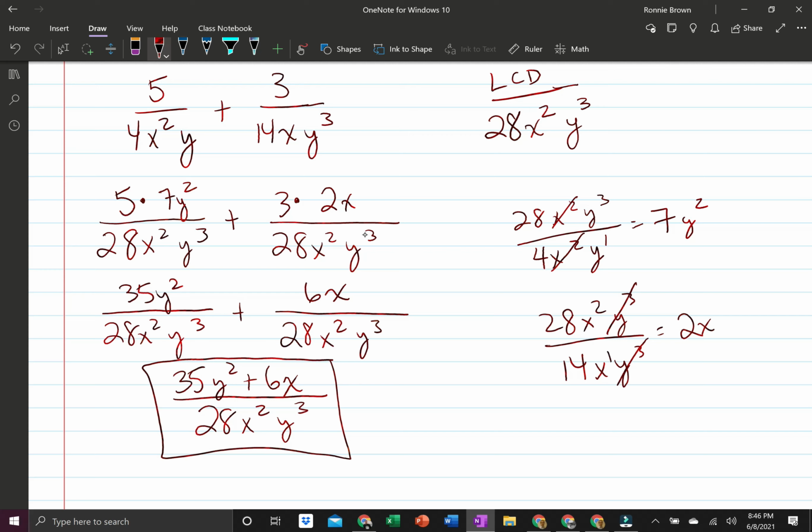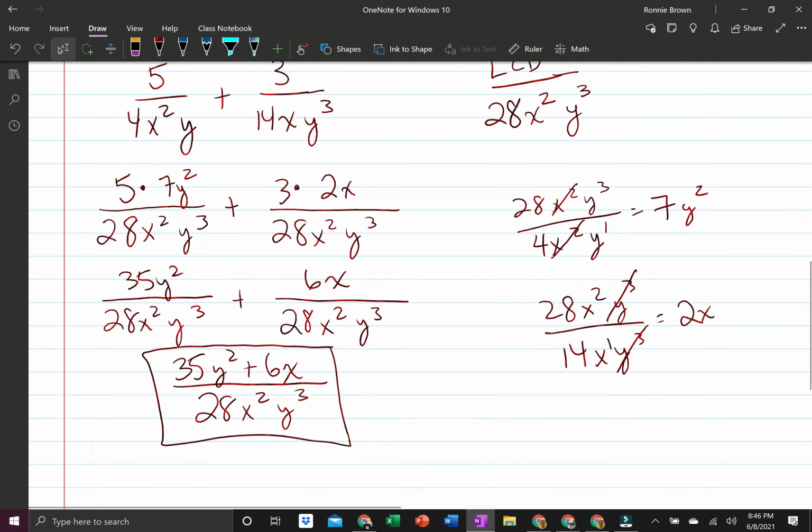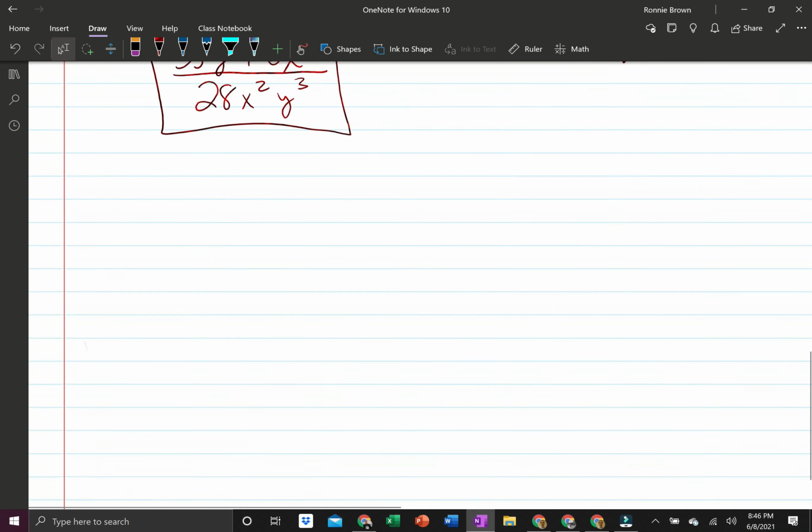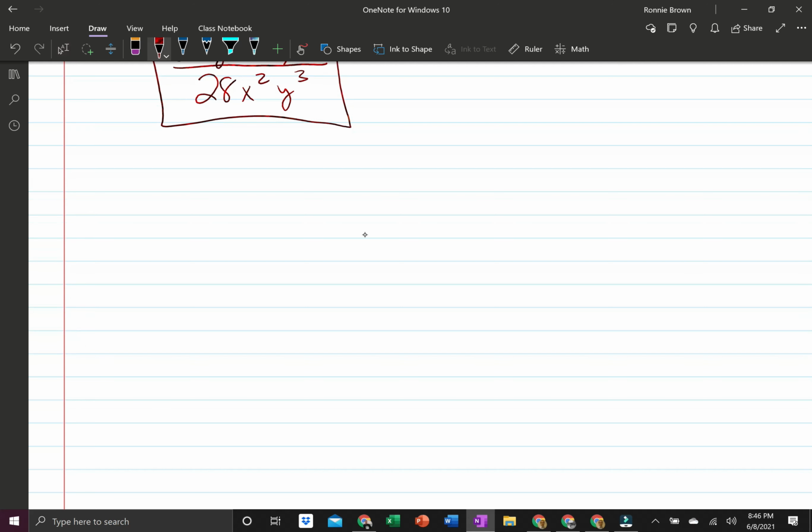Alright, let's go with another one just to make sure we're all on the same page. We have x over x plus 5 minus, so it's a subtraction of rational expressions, minus 2 over x minus 3. Alright, so we have to figure out the LCD.